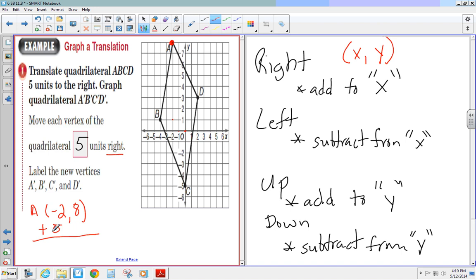So my new point should be, we're not doing anything to y, so it's 8. Negative 2 plus 5. Well, if you had to use the counters, there's negative 2, here's plus 5. Hopefully you see the counters cancel, and all that's left is 3 pluses. So my new point is at 3, 8. Start at the origin, 1, 2, 3, then 1 through 8. My new point is at 3, 8.